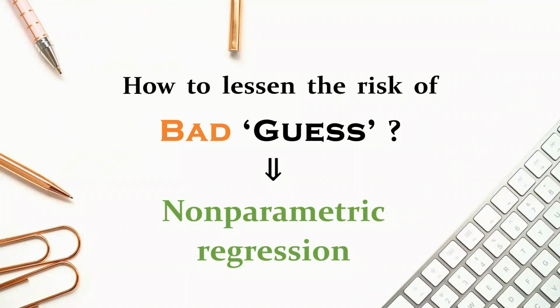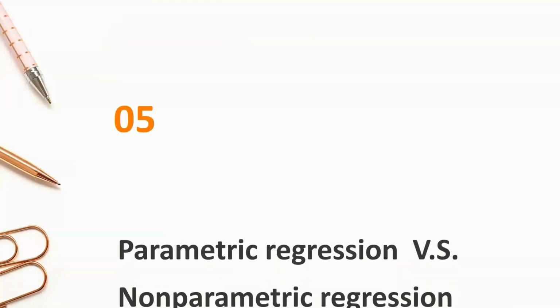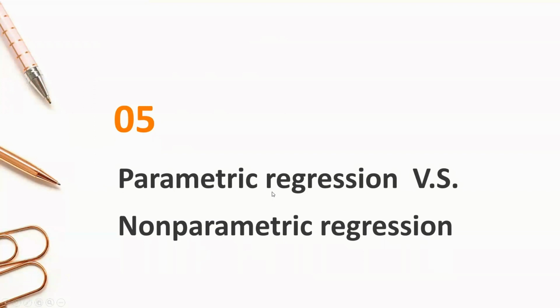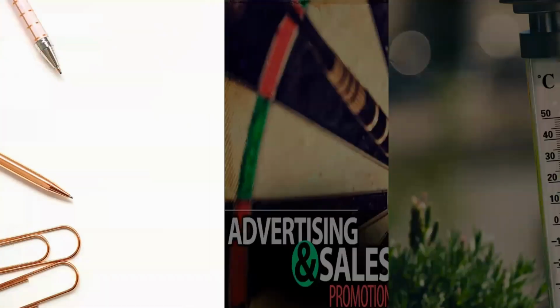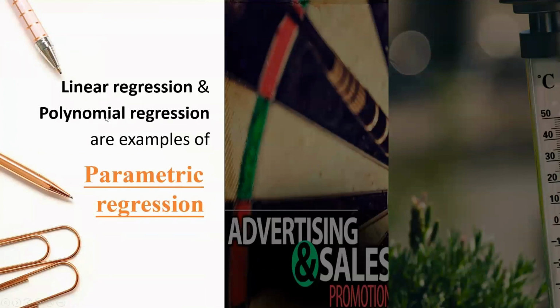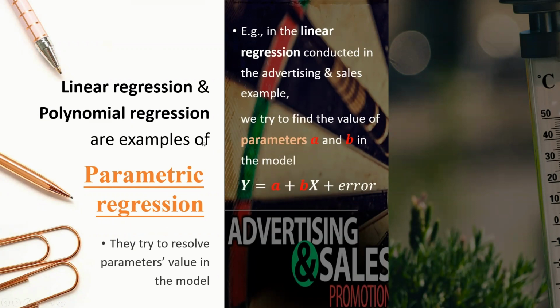So then the next question is, what is nonparametric regression? Okay, let's first discuss the commonly used parametric regression, and later I will show you that nonparametric regression is actually even simpler than our familiar parametric regression. So far, we have talked about linear regression and polynomial regression, and they are two examples of parametric regression. They are called parametric regression for a very straightforward reason: both of them try to solve the parameters' values in the model equation. For instance, in the previous marketing example, we use linear regression, and our target is to find the value of parameter A and parameter B in this kind of linear model.